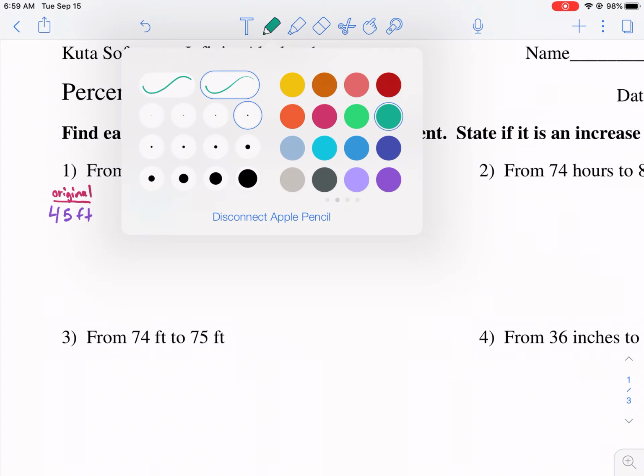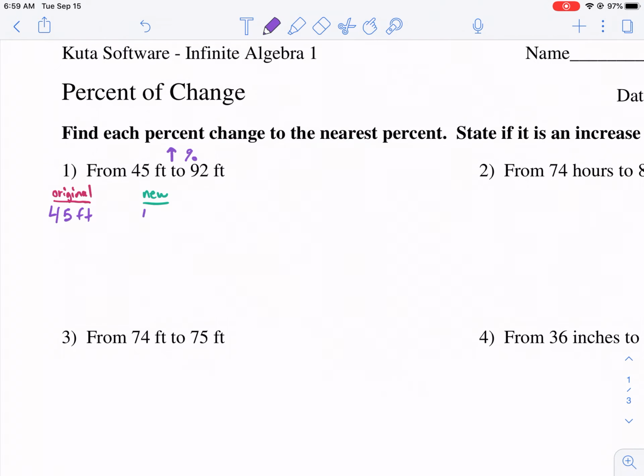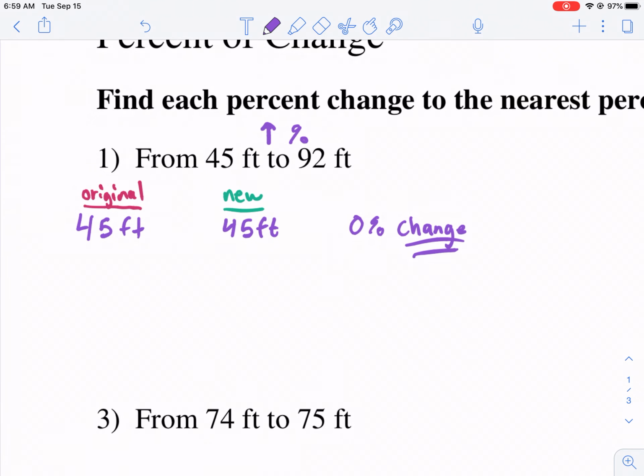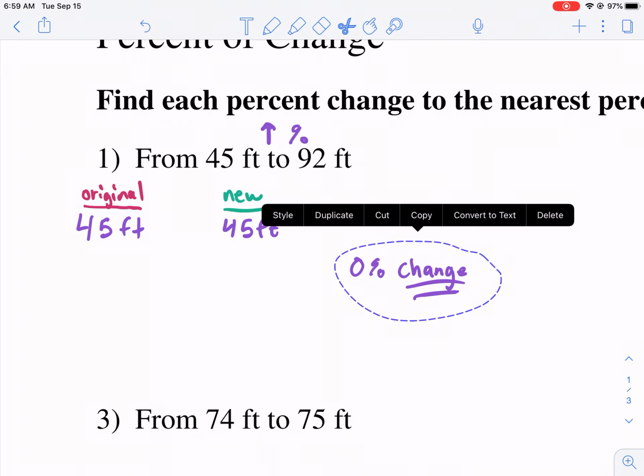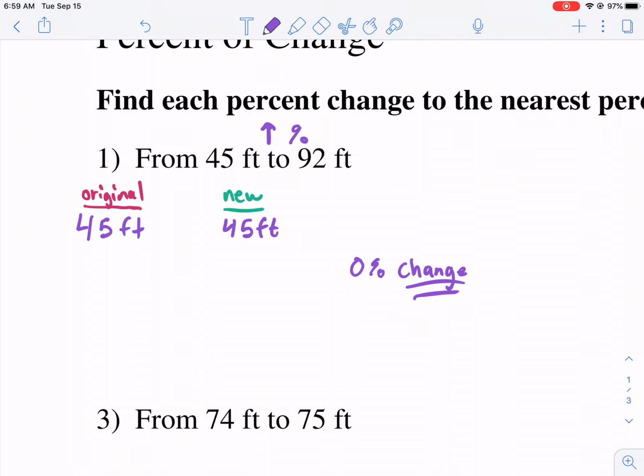So if the original is 45 feet and the new is 45 feet, what happens here? Well, there is a 0% change. It's very important that you notice the word change here. So it's a 0% change. That means it didn't move up, it didn't move down, it stayed the same. Now, this is what confuses students and basically everyone, adults, whoever. There's a lot of misconceptions about this in general.